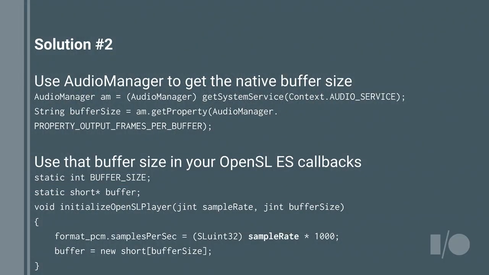So what's the solution? Of course, what we want to do is go back and ask Audio Manager, what is the best buffer size we should be using? What's the optimal one? And the device will tell us. And then if you use that buffer size in your OpenSL ES callbacks like this, you're going to get the fast mixer, you're going to get the best audio playback in your apps.